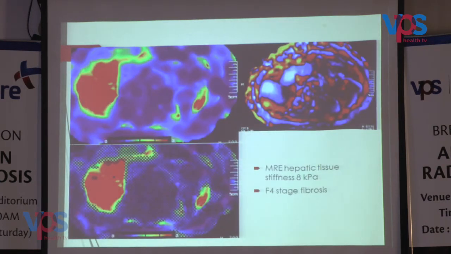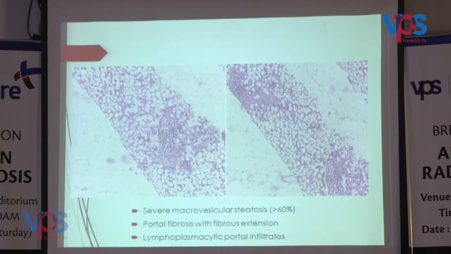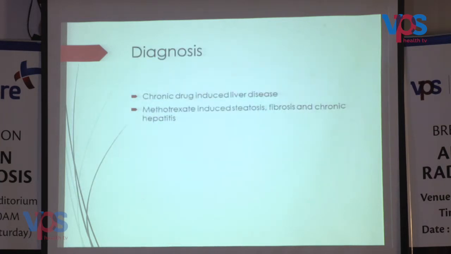MR elastography shows that the liver is extremely stiff. The stiffness is 8 kilopascals, F4 stage fibrosis. This is what the biopsy showed: severe macrovesicular steatosis, portal fibrosis with fibrous extension, and lymphoplasmacytic portal infiltrates. So this is chronic drug-induced liver disease: methotrexate-induced steatosis, fibrosis and chronic hepatitis.